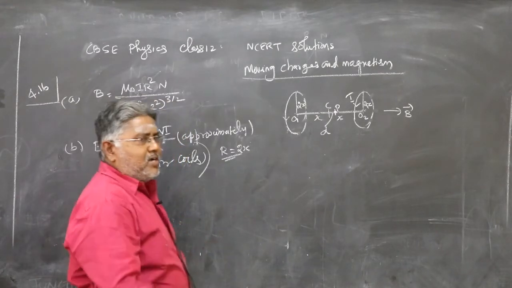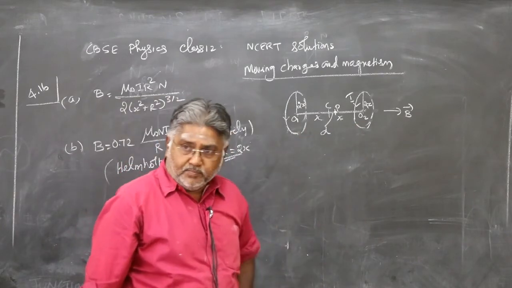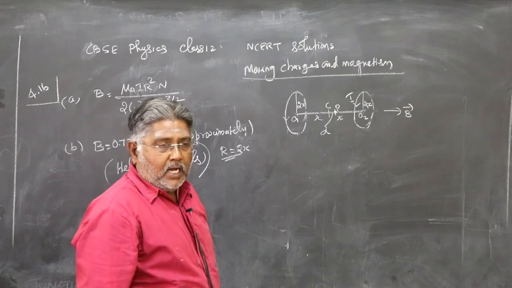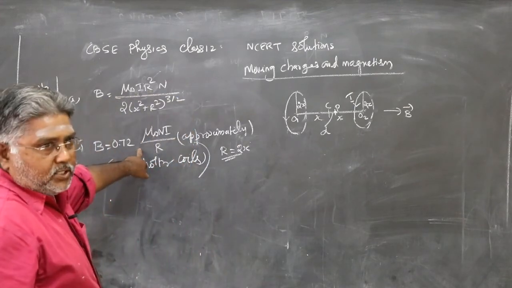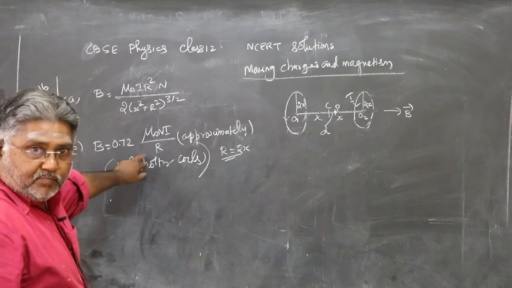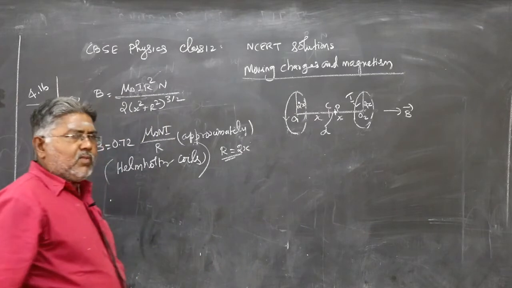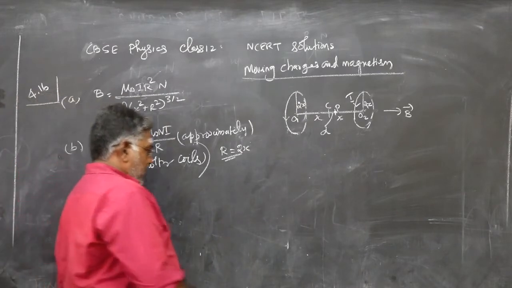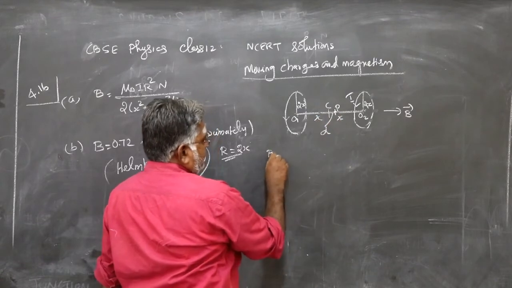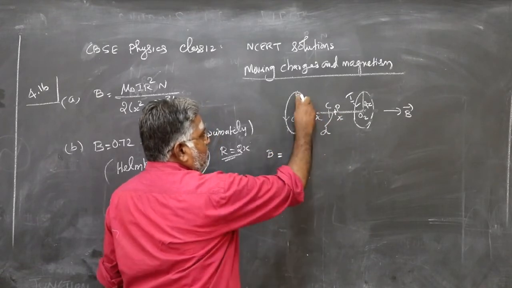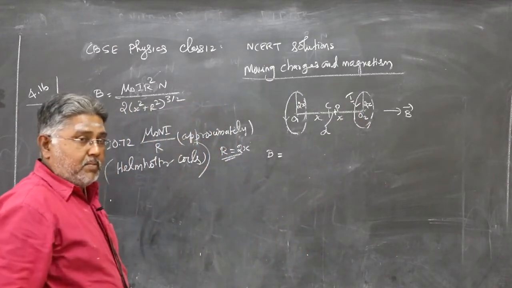So find net magnetic field at P due to this, use approximation, and you will see that it does not depend on distance. It will simplify to this, 0.72 mu naught Ni by 2R. We will see how to do that. So net magnetic field at P, magnetic field due to this plus magnetic field due to this, because the two fields are in the same direction.